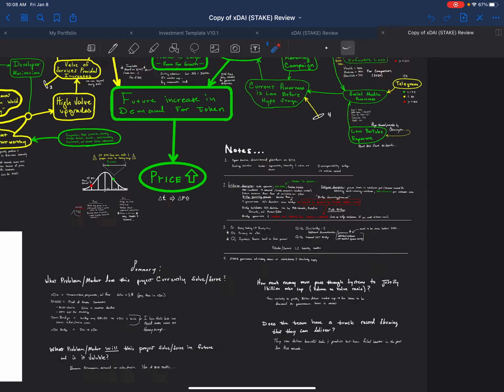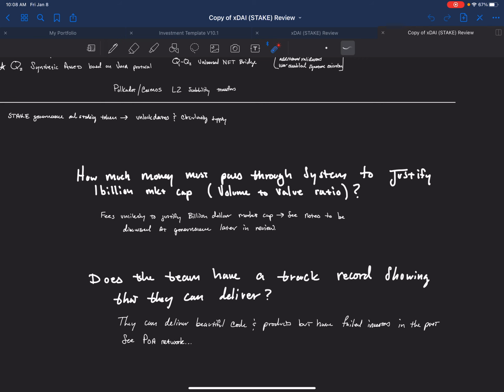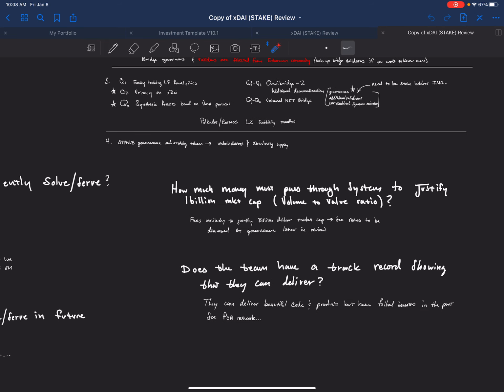Okay, so how much money must pass through the system to justify a $1 billion market cap? Fees are unlikely to justify a $1 billion market cap because the fees are extremely low. The governance component and those elements may contribute to higher prices, but from a fee standpoint, I don't see fees supporting a $1 billion market cap.